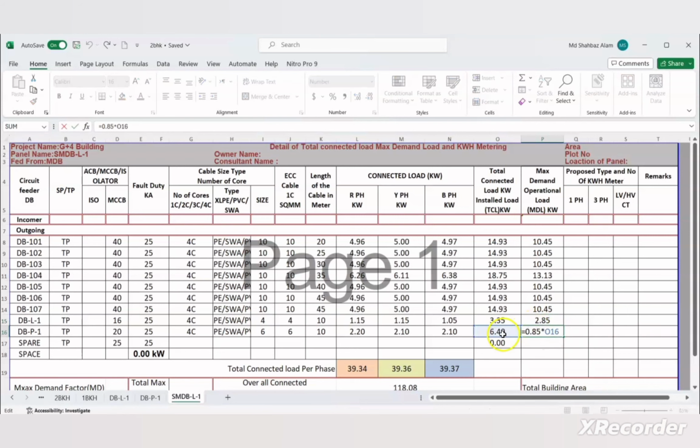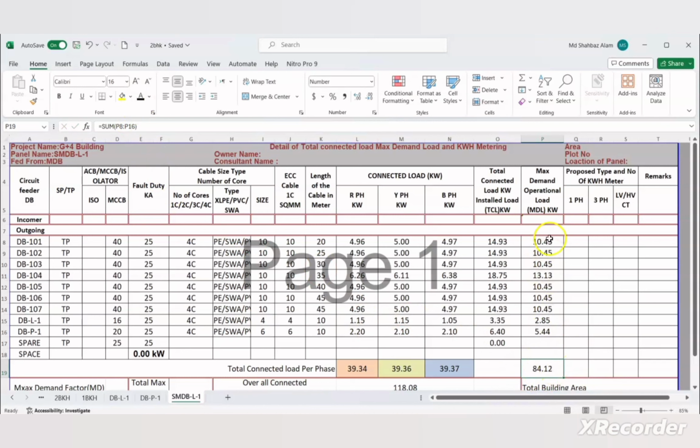Same formula I used for the DBP1, where I took that 85% of the total connected load can come into the DB at a time. Okay. Now we got the maximum demand load. We got the total connected load per DB. Okay. Now we will sum here to get the maximum demand load.